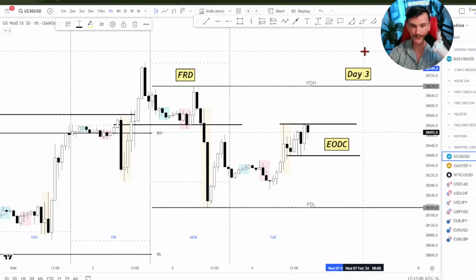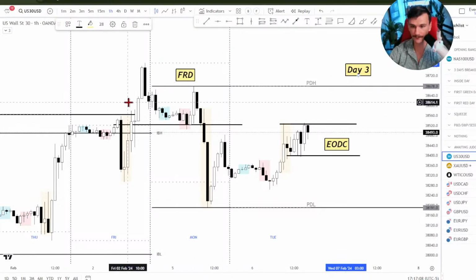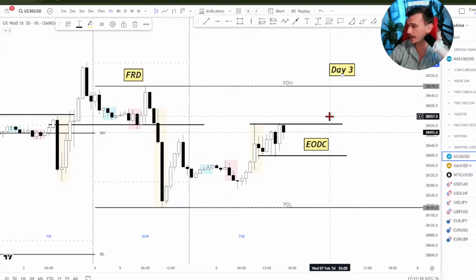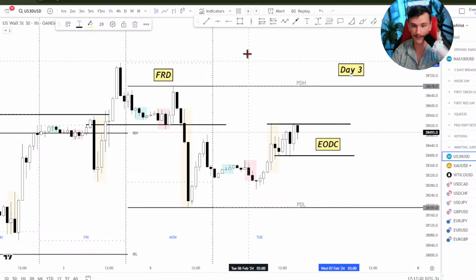If you didn't catch what I just said, I originally thought that day 1, day 2, and then day 3 was the inside bar, but I failed to see this failed breakout on Monday. So this was actually day 1 on Monday. Day 2 was the inside bar, inside day. And then tomorrow again is going to be day 3.